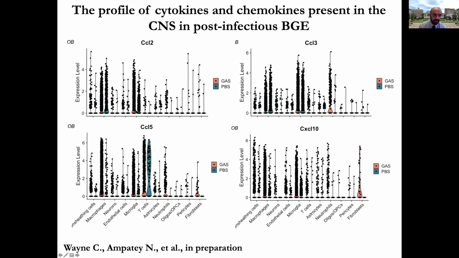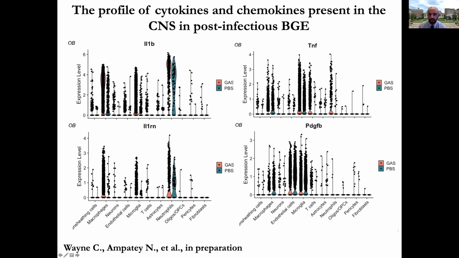And you can see here, at the expression level, that several of these inflammatory cytokines are predominantly made by infiltrating macrophages or microglia, with a few exceptions. For example, CCL5 is made by T cells. And if you look at a few more of these inflammatory molecules, IL-1 beta, TNF alpha, IL-1 RN, they're also predominantly made by microglia or macrophages.